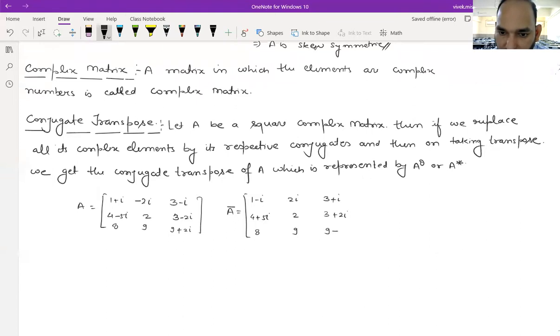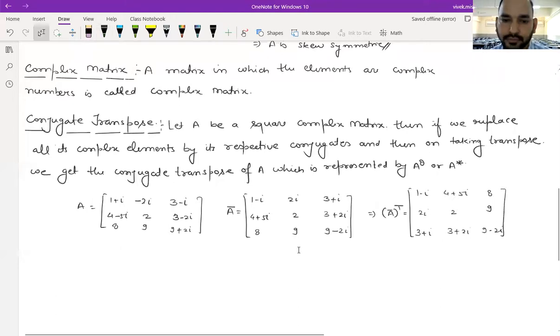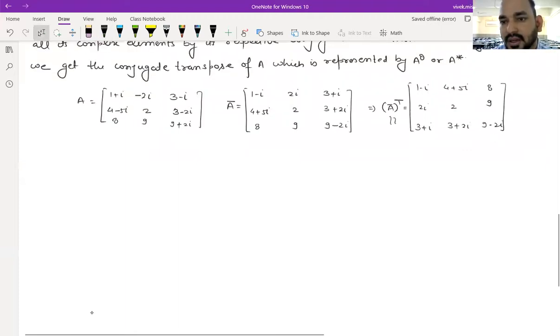This is 9 minus 2. So this is A conjugate. Now transpose. Conjugate का transpose, if I calculate, that is 1 minus I, 2I, 3 plus I, 4 plus 5I, 2, 3 plus 2I, 8, 9, 9 minus 2I. Fine? Yes, sir. So this conjugate transpose is represented as A theta or A star.